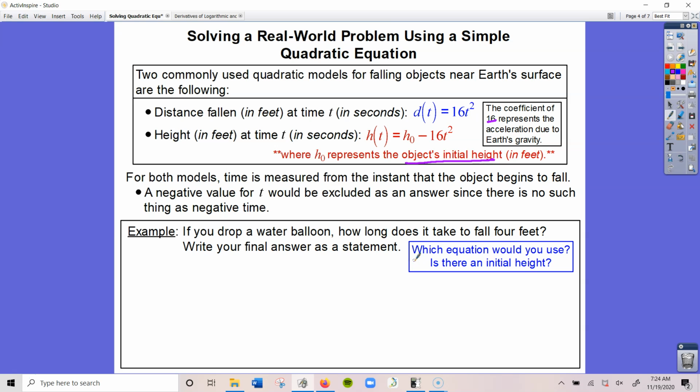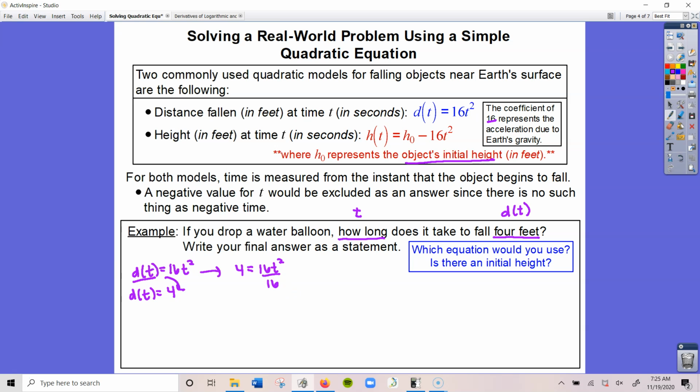So here I am looking for how long. So I'm trying to solve for time. And it takes to fall 4 feet? This is the distance fallen. So this is d of t. So I would use the equation d of t is equal to 16t squared. Now I'm trying to solve for t, so I can't plug in anything for t. But I am told that d of t is equal to 4. So what I can do here is substitute d of t with 4. So my equation would be 4 is equal to 16t squared.